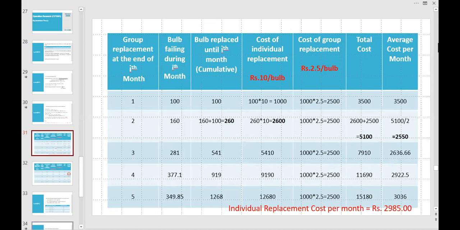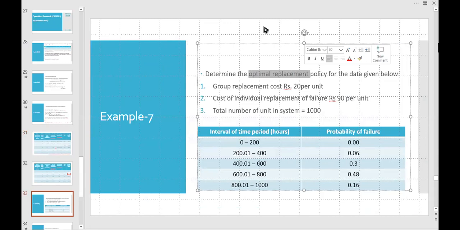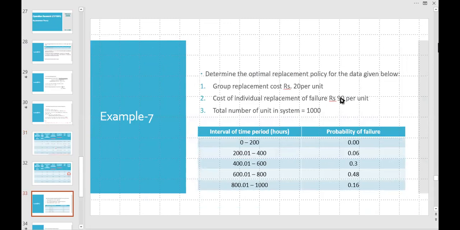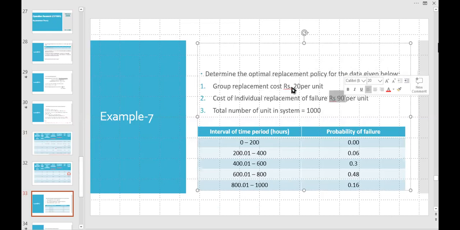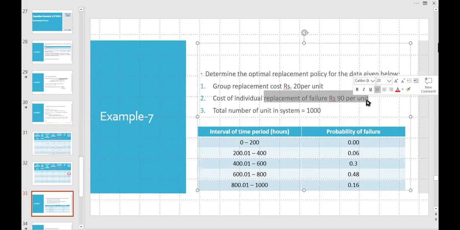Okay. Now just note down or take a screenshot of the second example. In this example, we have been asked to find the optimal replacement policy. The data is the same as in the previous example, wherein it has been given that if we replace in a group, it costs us 20 rupees, but if we do individual replacement, it can cost us 90 rupees per unit. So if you purchase something in bulk, it can save a lot of money compared to purchasing in retail quantity.